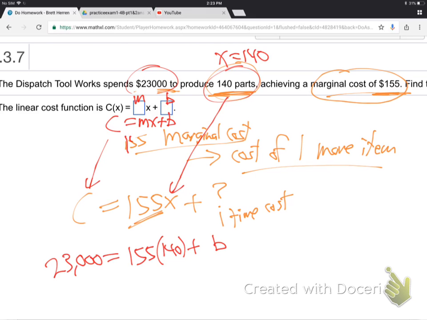It's the same concept. So therefore, whenever they tell me the marginal cost or the cost of one item, that's my M. It's like giving me my slope. And then I need to find the B, the one-time cost. How do I do that? Well, they told me total cost is $23,000 for producing 140 parts. So now I can solve that equation for B. So let's do it. You're going to need a calculator. You guys can use calculators on everything.